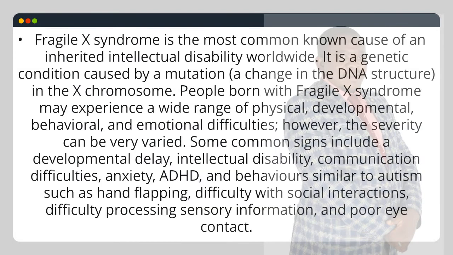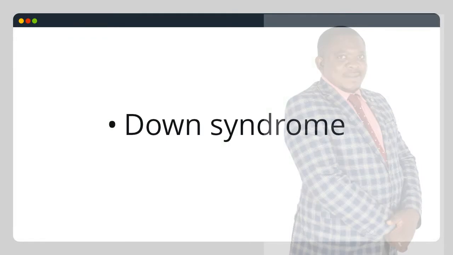Fragile X syndrome. Fragile X syndrome is the most common known cause of an inherited intellectual disability worldwide. It is a genetic condition caused by a mutation, a change in the DNA structure, in the X chromosome. People born with Fragile X syndrome may experience a wide range of physical, developmental, behavioral, and emotional difficulties. However, the severity can be very varied. Some common signs include a developmental delay, intellectual disability, communication difficulties, anxiety, ADHD, and behaviors similar to autism such as hand flapping, difficulty with social interactions, difficulty processing sensory information, and poor eye contact.